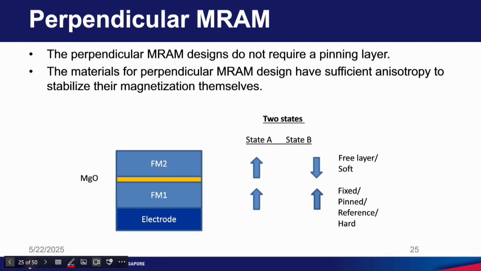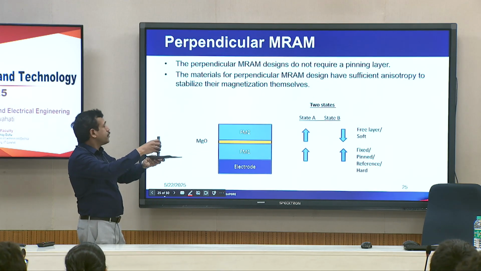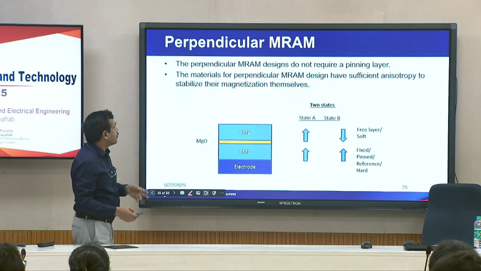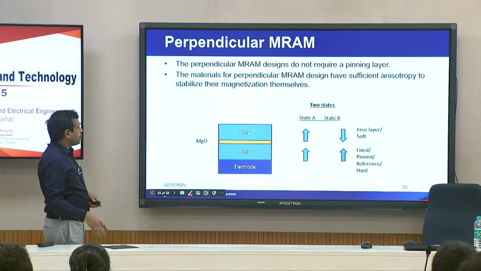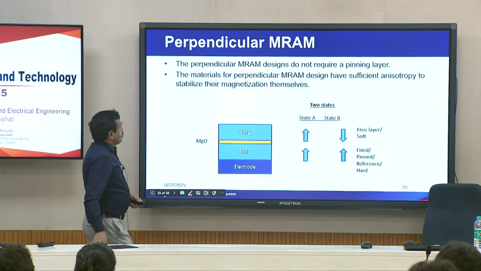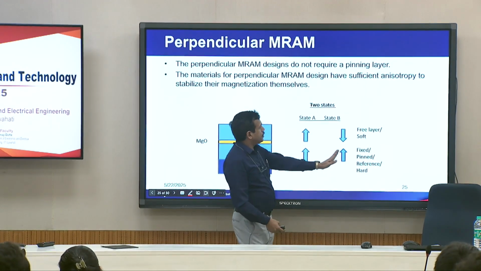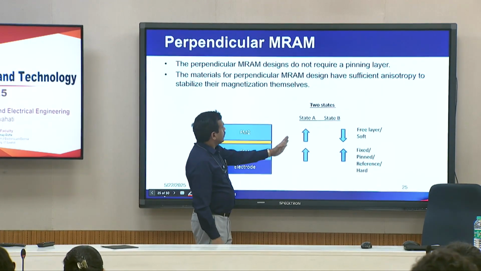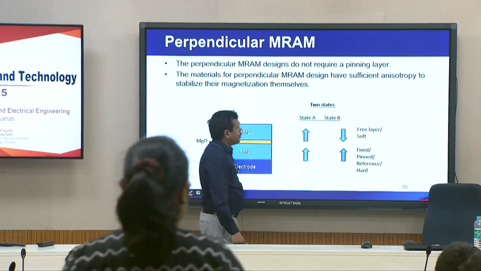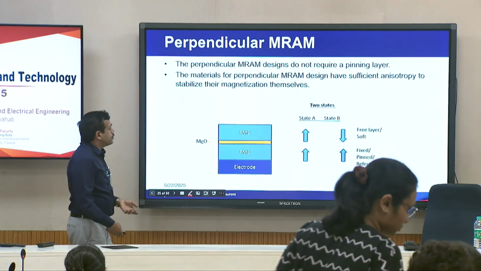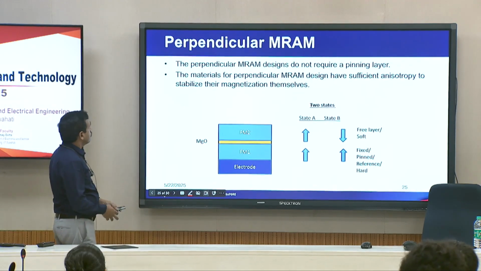Okay, so now let's move on to the next topic, which is about perpendicular MRAM. As the name implies, let's say this is your wafer, the magnetization will be perpendicular to the wafer plane. So that's perpendicular MRAM. Let's say you have a reference layer pointing in the up direction. Your free layer can be parallel or anti-parallel. That gives rise to state 0 and 1.